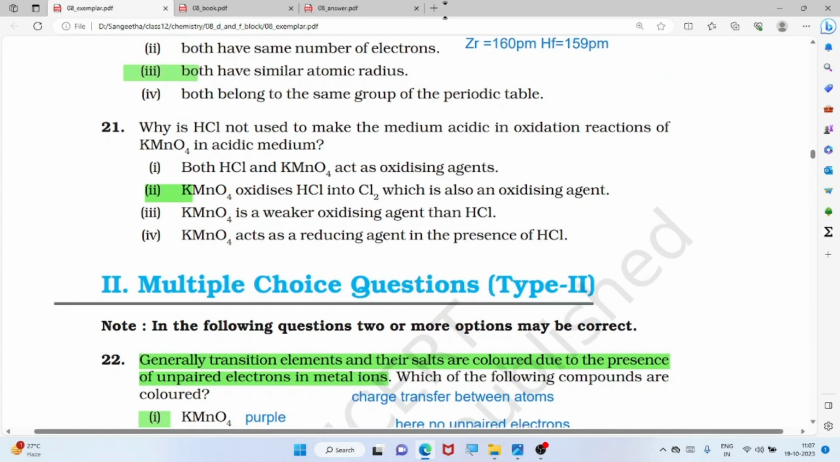Why is HCl not used to make the medium acidic in the oxidation reactions of KMnO4? Because KMnO4 oxidizes HCl into Cl2, which is also an oxidizing agent. This will also become an oxidizing agent.